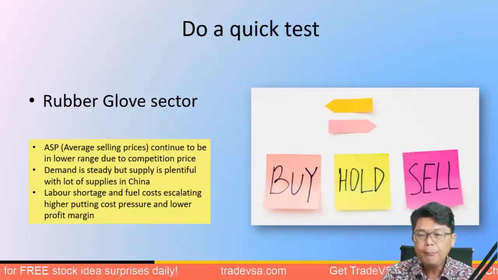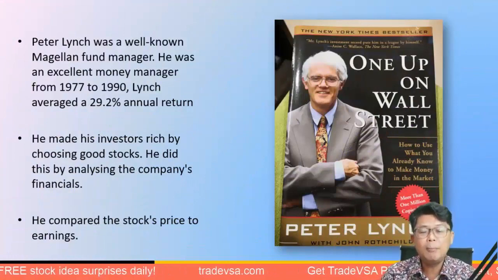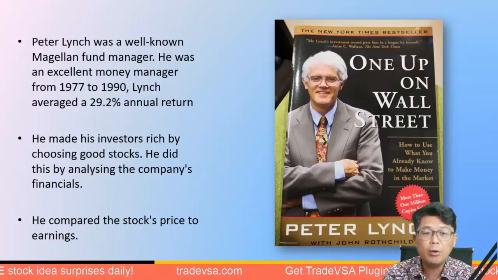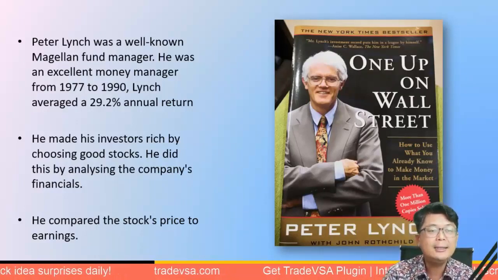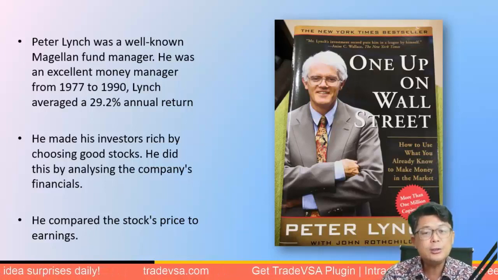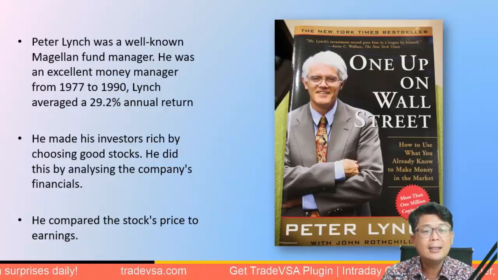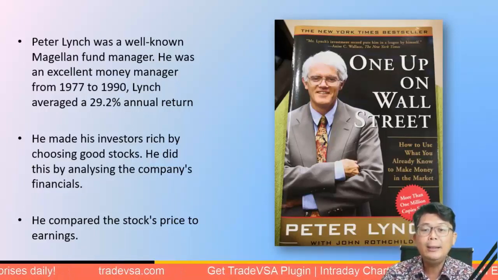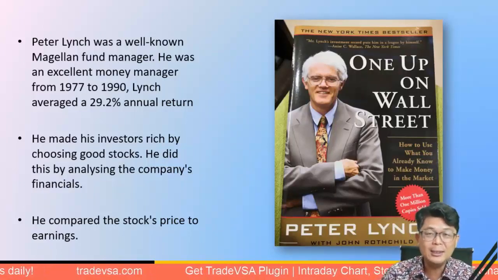All right. Now, next we want to look at this gentleman here, whom I did talk about two weeks ago in the market recovery talk, my first talk. So make sure you check it out. This is a very famous fund manager, and his name is Mr. Peter Lynch. He's a well-known Magellan fund manager, and he has a very excellent track record, averaging 29.2% annual return. Don't you really want this kind of returns, isn't it?